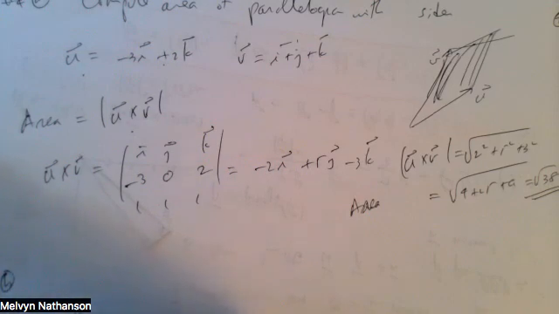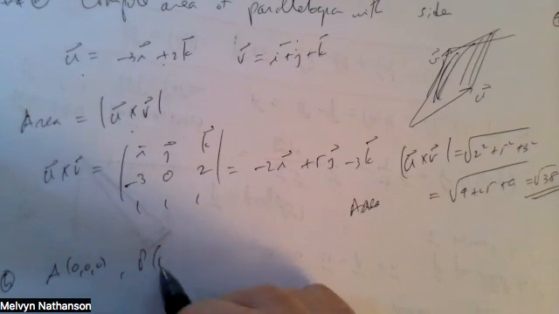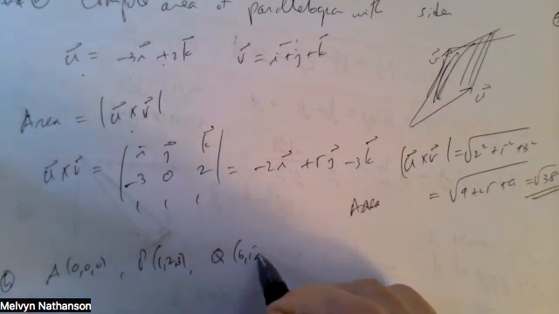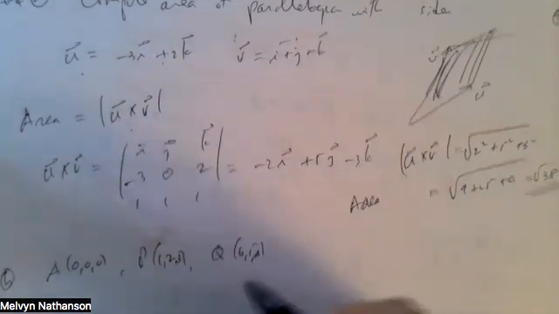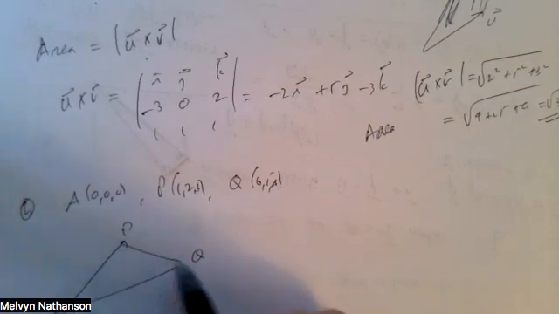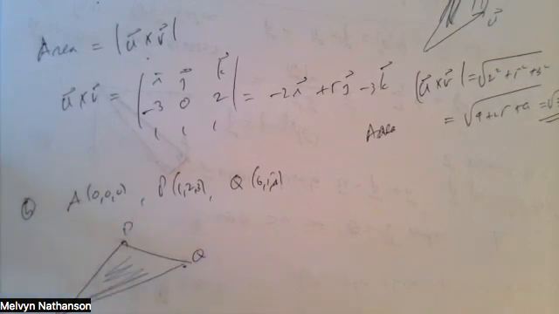In part B, we have a triangle with vertices 0, 0, 0, 1, 2, 3, and 6, 5, 4. So you can have a picture that looks like here's A, here's P, here's Q. You look at the triangle formed with those 3 points in space as the vertices. We want the area of the triangle.